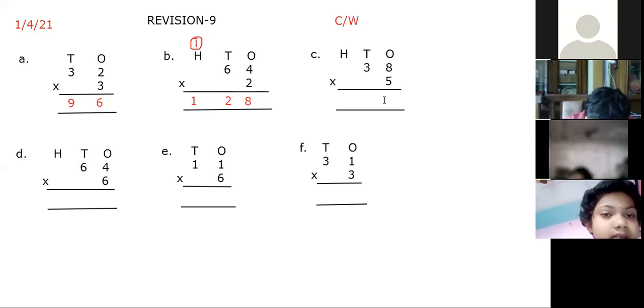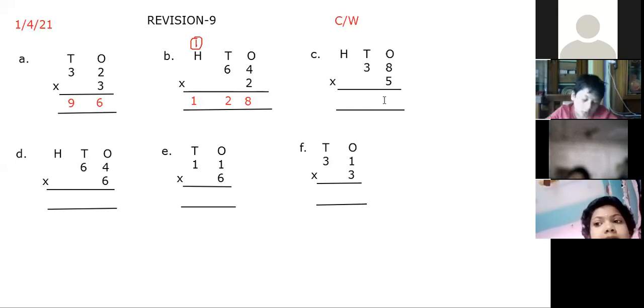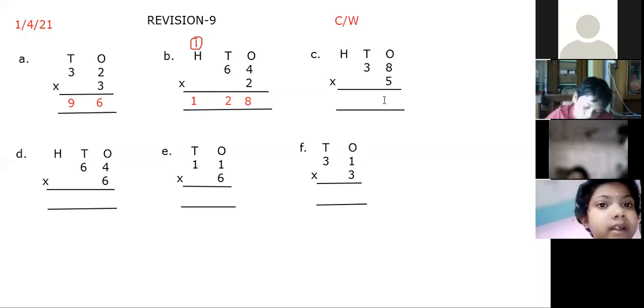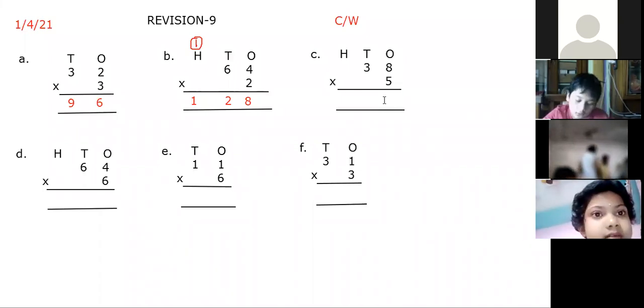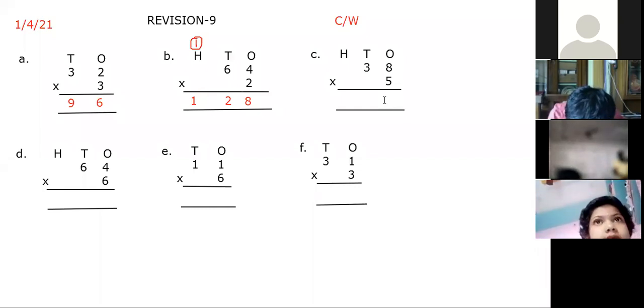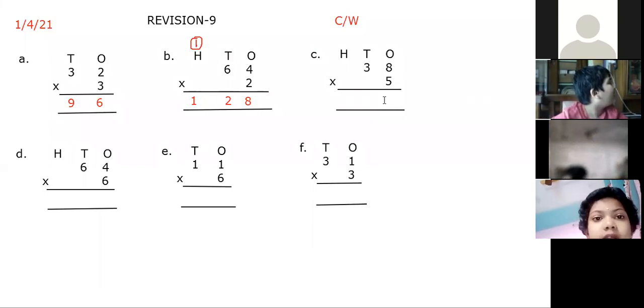Okay, so we will recall which table? 5 table. Good, we will recall 5 table here. Yes, so 5 eights are? Recall 5 table 8 times. 5 1s are 5, 5 2s are 10, 5 3s are 15, 5 4s are 20, 5 5s are 25, 5 6s are 30, 5 7s are 35, 5 8s are 40, ma'am. 5 eights are 40.